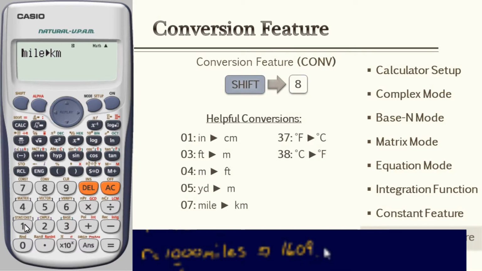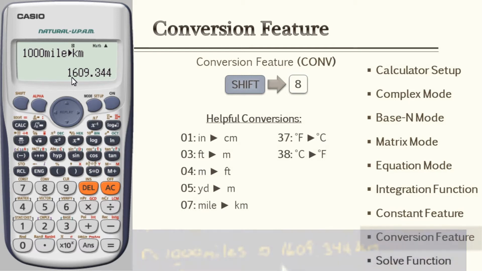Now in that example, I believe I had 1,000 miles, and I want to go to kilometers. So I hit enter, and it gave me 1,609.344 kilometers in 1,000 miles, which is correct. It's the same answer we had in the video. Now again, you can use this various different ways in any format you need to.